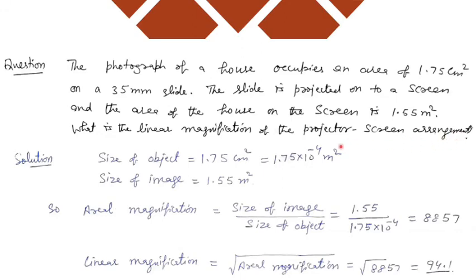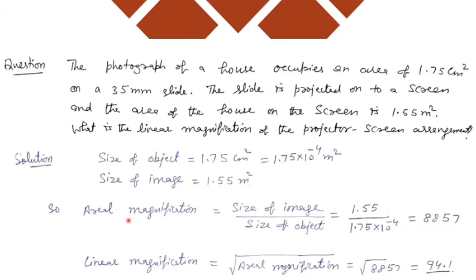So magnification we have to find first of the area, of course, because area is getting increased from centimeter square to meter square. No use of this 35 millimeter slide is there in this question, because nothing to do with the volume. So that you have to understand what thing is required by you, what thing is not required by you. So size of the object is given 1.75 centimeter square. You can convert it into meter square simply by multiplying with 10 raised to the power minus 4. Size of the image is also given to you, that is 1.55 meter square.